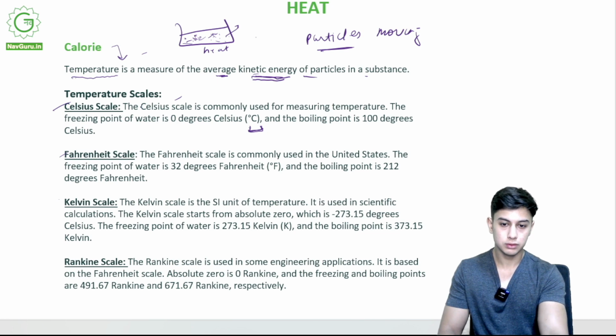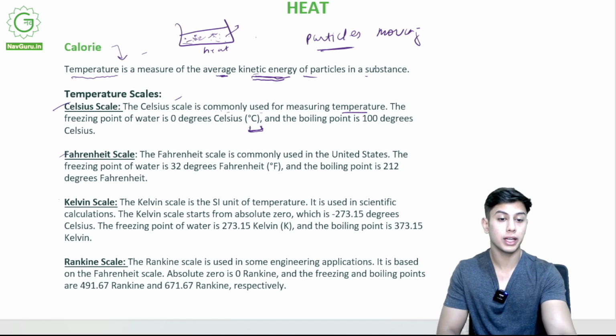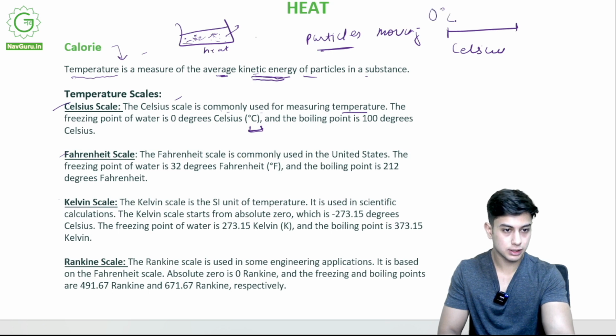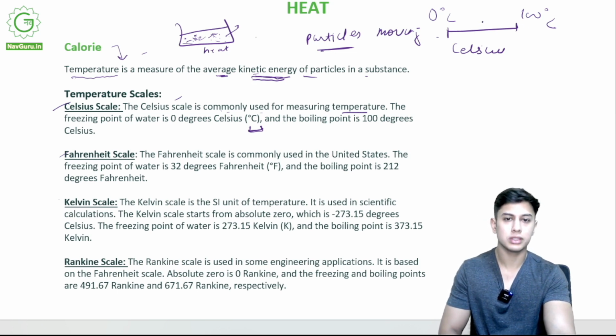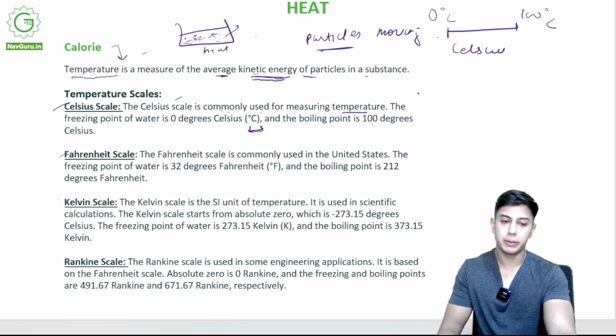Now we come to the Celsius scale. What is the Celsius scale? It is commonly used for measuring temperature. For Celsius, the freezing point of water is 0 degrees Celsius and the boiling point is 100 degrees Celsius. Simple. 0 to 100. Celsius is the most simple one. Hence, for broader things like temperature, the weather and all, we use this.